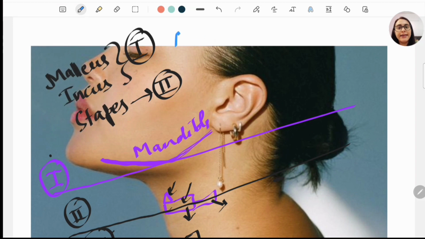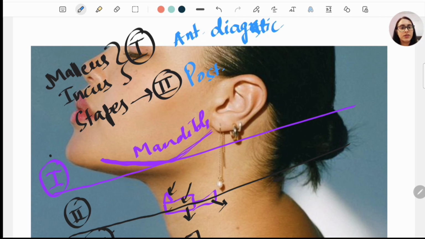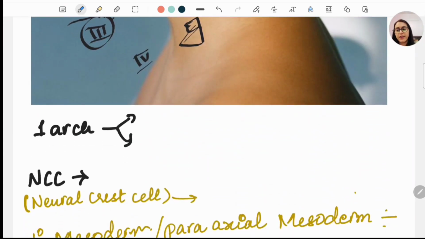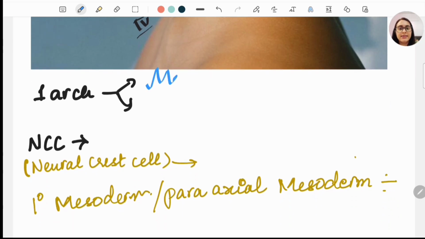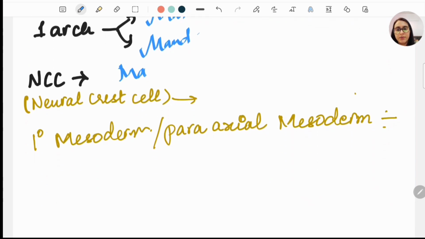Likewise, we have the anterior belly of digastric, which is a part of the first pharyngeal arch. Posterior belly of digastric is a part of the second pharyngeal arch. Now the first pharyngeal arch gives rise to maxilla as well as mandible, and neural crest cells are going to form the mandible as well as the hyoid bone.